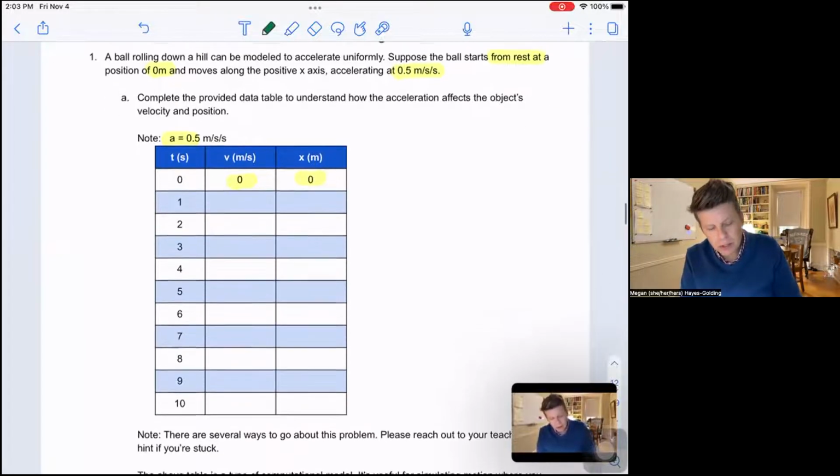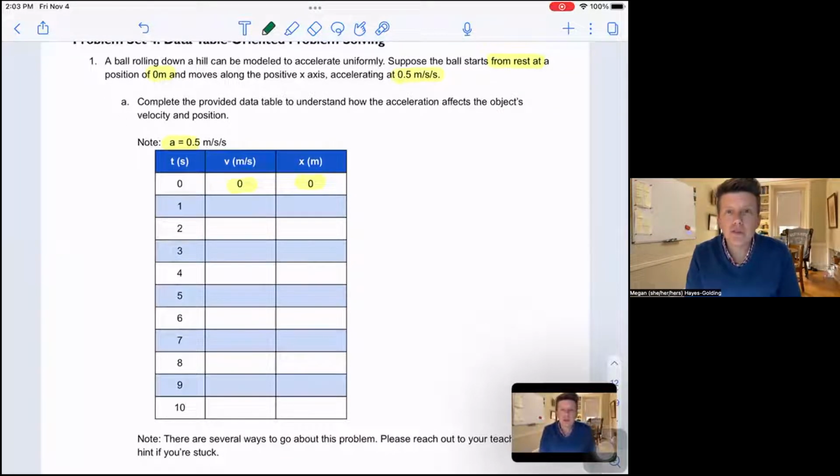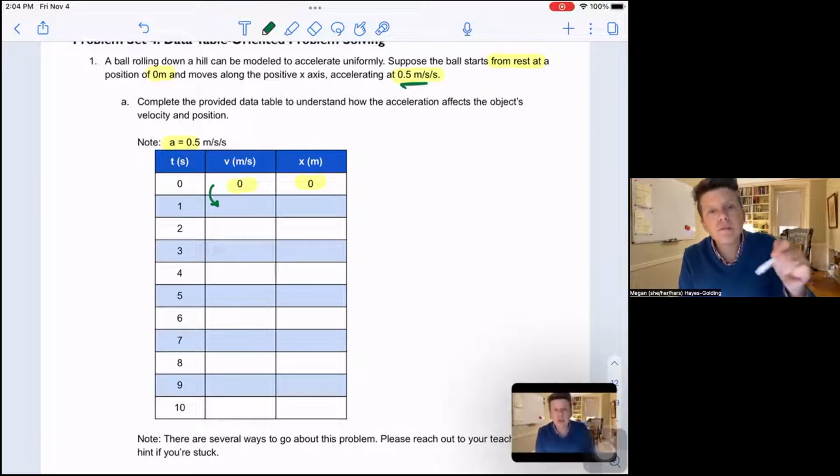Now, how does that acceleration affect the velocity? Start with velocity. From 0 to 1 second, the velocity is going to increase. The way you can read the acceleration, 0.5 meters per second squared, is a 0.5 meters per second increase in the velocity for every second on the clock. That's what that second means. So 0 plus 0.5. Do it again and again, all the way down.